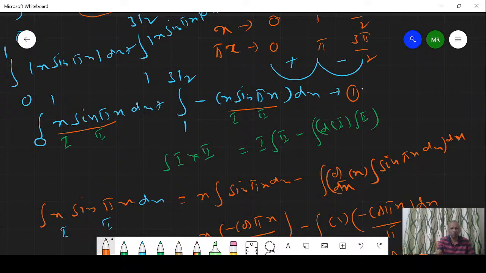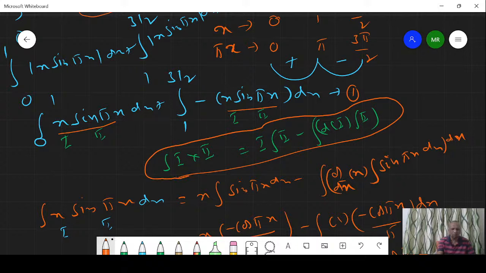I took this as 1. If you follow integration by parts, this is important. You should follow integration by parts. According to that I have done. Wherever there is the integral of sin pi x, it gives minus cos pi x by pi, that is important.